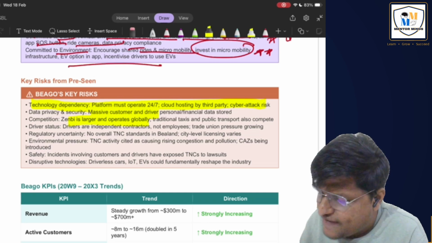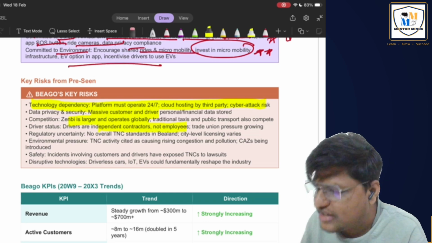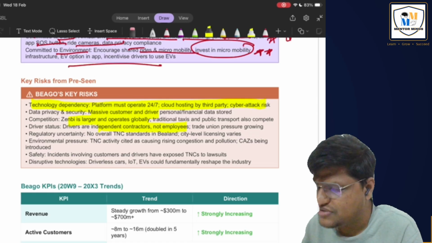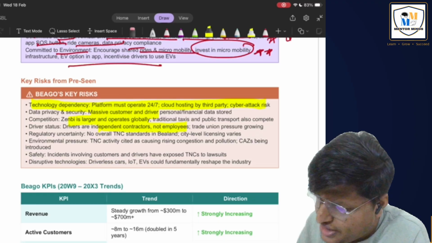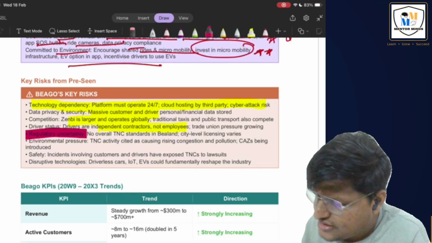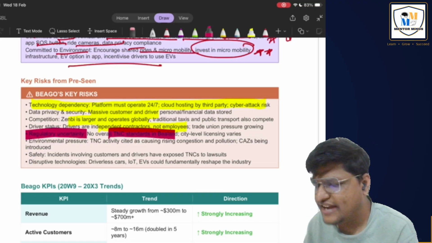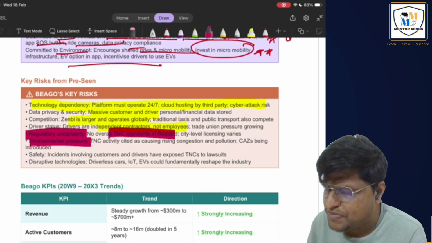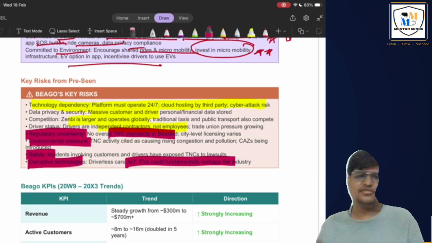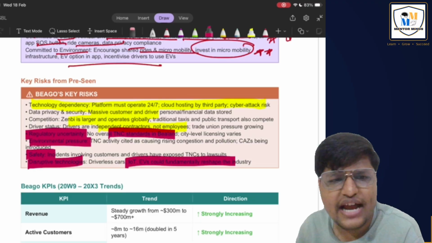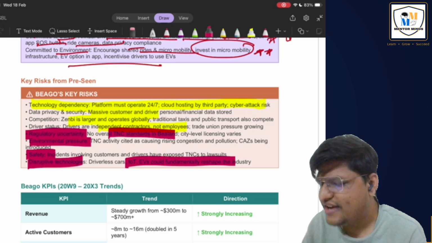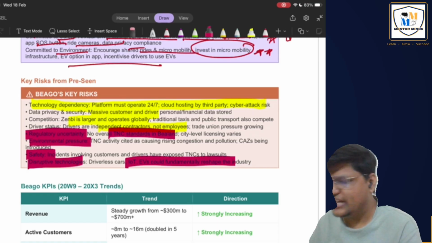Next is driver status. They are independent contractors, so any day they can leave. And the trade union pressure also sometimes increases. Then regulatory uncertainty: as I already discussed, there is no overall TNC standard. Then the environmental space is there. Safety and disruptive technologies are always there. Sometimes driverless cars are not that good, or there may be issues. So all these are the key risks.